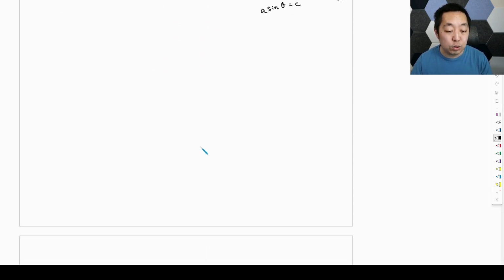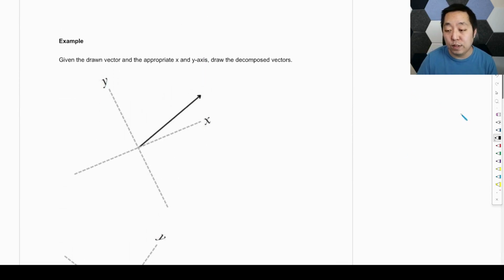So let's go through some examples of vector decomposition. Given that the x and the y axis might not always be horizontal and vertical, you still want to be able to draw it. So we're going to draw the decomposed vectors here. You're going to draw a vector this way, and then draw a vector perpendicular to it like this. Okay, that's one way to do it.